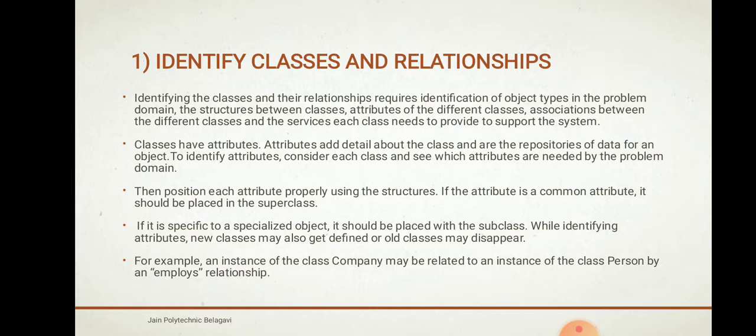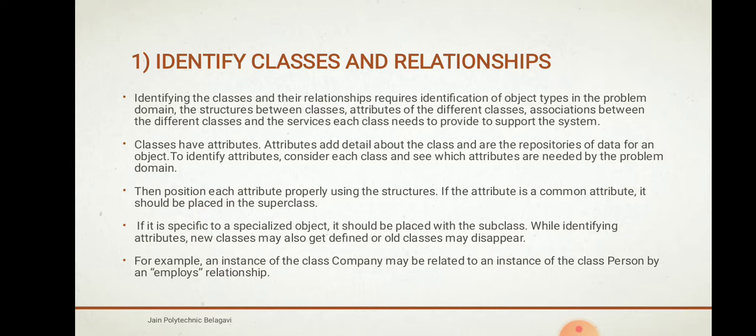Then position each attribute properly using the structures. Now suppose the attribute is a common attribute, it should be placed in the superclass because it should belong to both the lower class and the superclass. If it is specific to a specialized object, it should be placed within the subclass only. Now while identifying attributes, new classes may also get defined or old classes may disappear. Now there is an example.